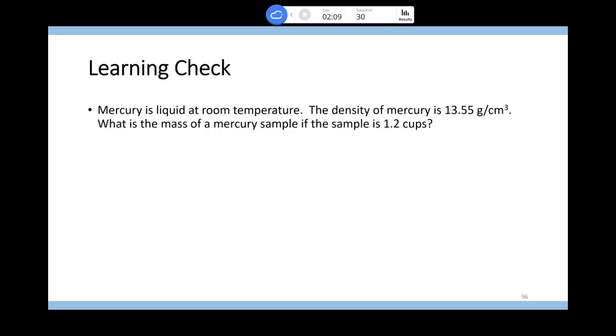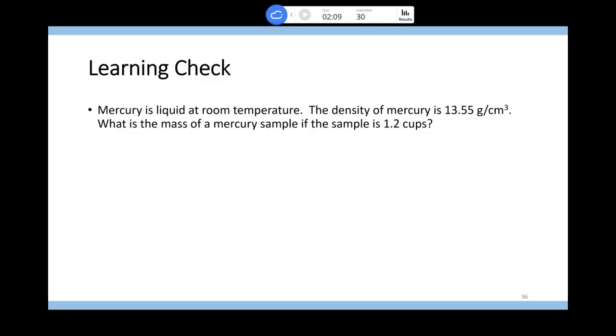We have a question about mercury, which is liquid at room temperature. You all should look up videos of mercury. It looks really cool. It looks like water. It's not a very thick substance, but it's super shiny like a silver metal. So I recommend looking that up. But anyways, don't do that right now.